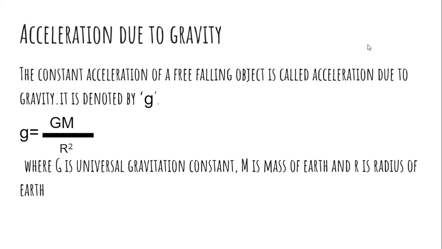So now let's think about acceleration due to gravity. The constant acceleration of a free-falling object is called acceleration due to gravity. It's denoted by small g. This small g is equal to GM by r square, where G is the universal gravitation constant, M is the mass of Earth, and r is the radius of Earth.